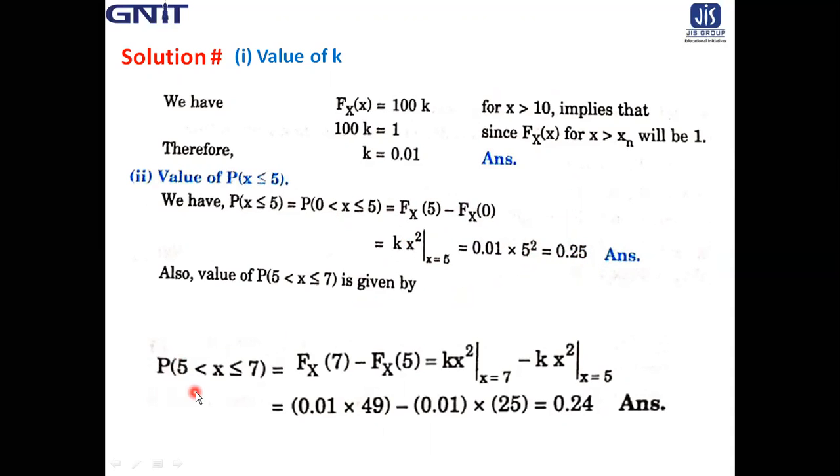Similarly, the probability of x between 5 and 7 is basically CDF of 7 minus CDF of 5. That is k x square for x equal to 7 minus k x square for x equal to 5. By putting this in, we get the value 0.24.